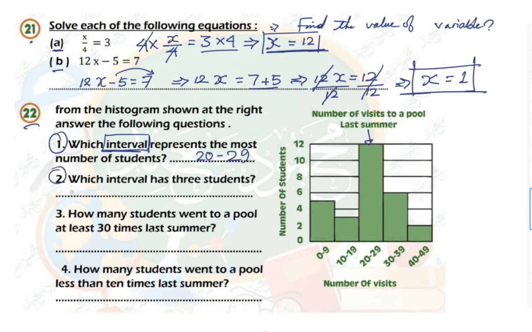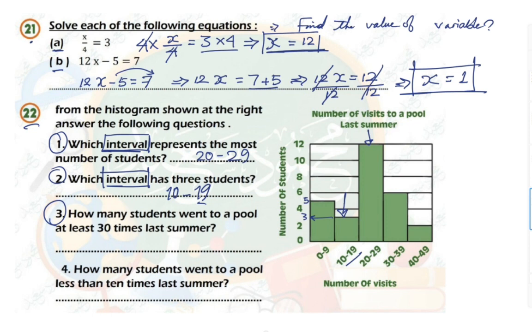Number 2. Which interval has 3 students? He asked us also about the interval. Where is 3? This interval between 4 and 6 is 5. This interval between 2 and 4 is 3. So he asks us about this interval that has 3 students. So this interval is 10 to 19.